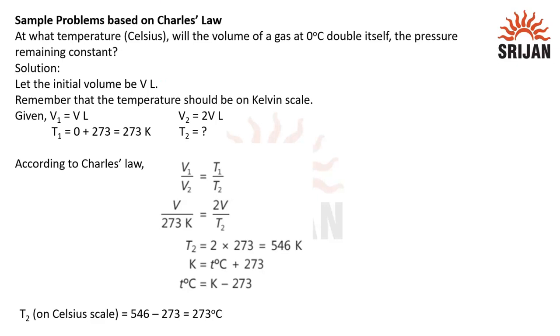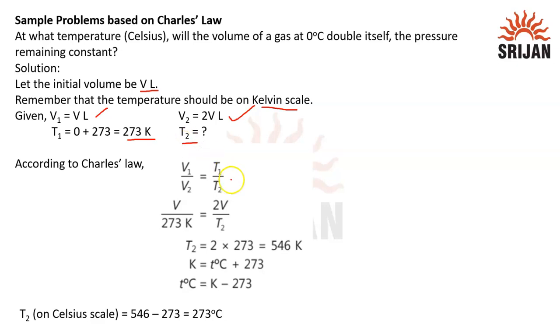It says, at what temperature will the volume of a gas double itself, the pressure remaining constant. So let's say the initial volume is V liter, because it's not given to us, we have assumed it to be V. Now the temperature should be on Kelvin scale while doing the calculation. So V1 is V liters, and according to the question the volume is doubling itself, so it will become 2V. Now T1 is 0 degrees Celsius, means 273 Kelvin, so we have to find T2.